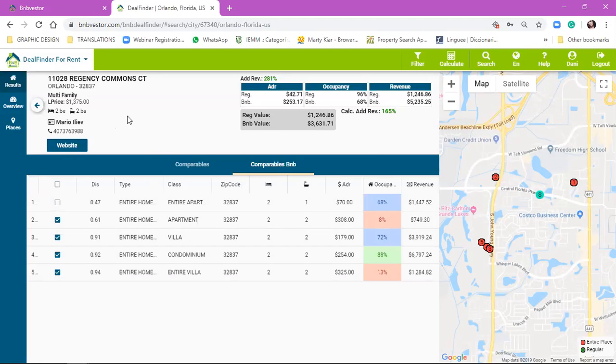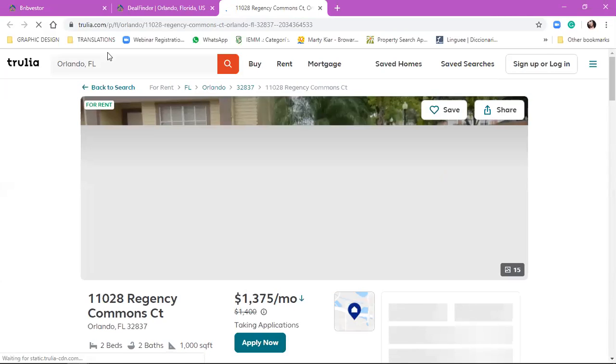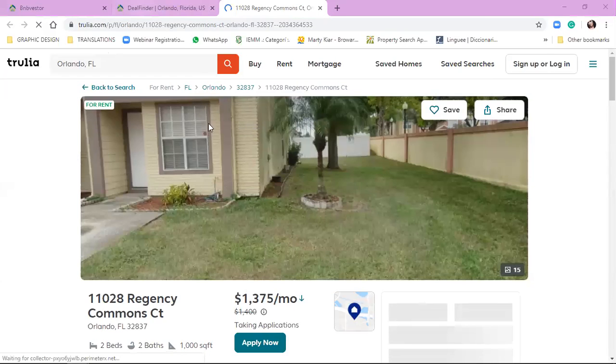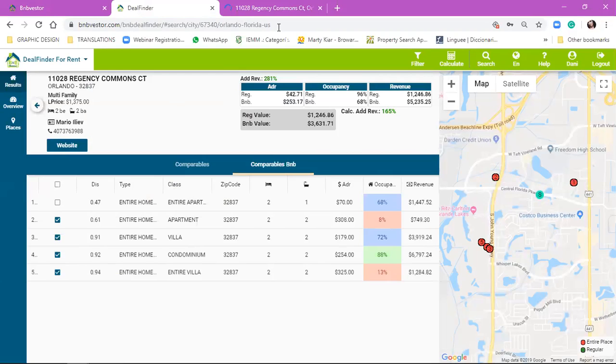So it's pretty interesting that this property, and if you do your homework, I mean your numbers, you can click on the website and it will actually take you to an external link where you can contact this person. Okay.